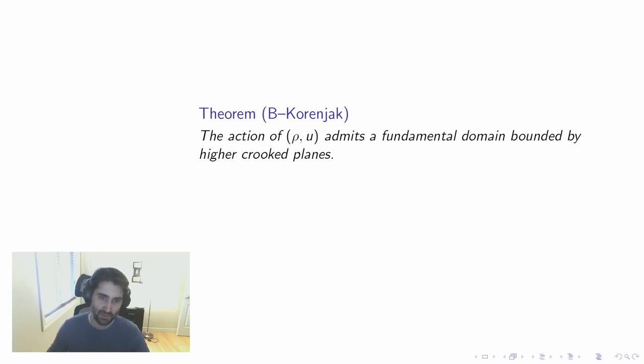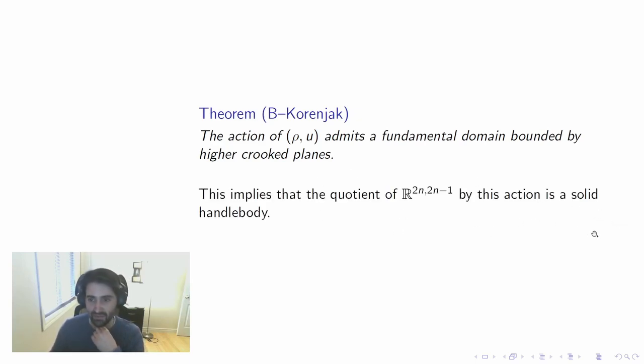Also, because crooked planes, these piecewise linear surfaces that I showed earlier, are very intimately related with strip deformations, in some sense, a strip deformation gives you a way to construct a fundamental domain with crooked planes. We do the same thing in higher dimensions. We have a notion of higher dimensional crooked planes that works in R^{2n}, and they give fundamental domains for these proper actions associated to any positive Anosov representation of a free group. So in particular, we get that the quotient is always a solid handlebody, same as the Smilga result.